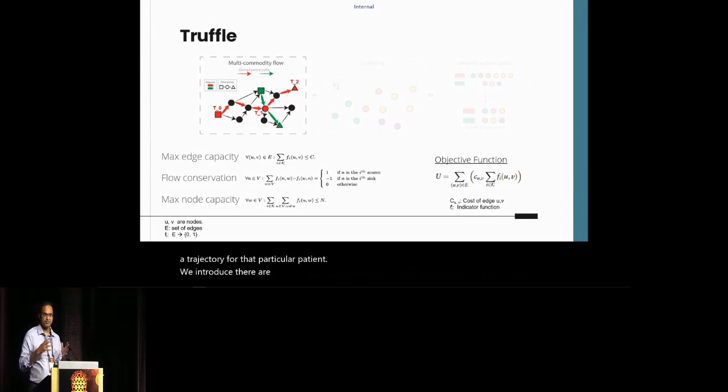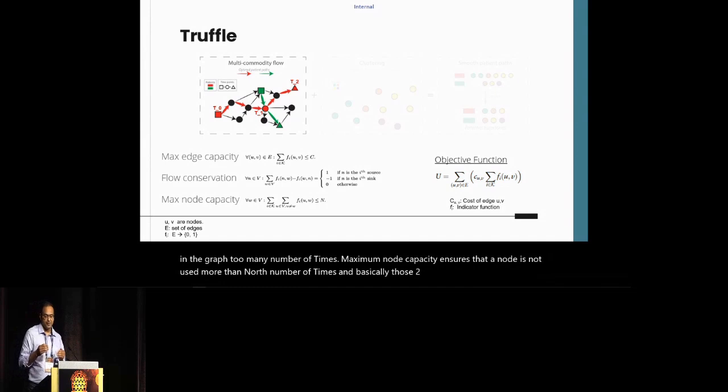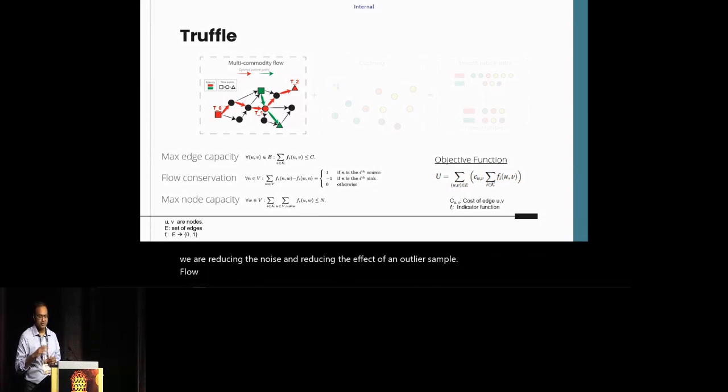There are 3 constraints in this graph problem. The first one is the maximum edge capacity, the maximum node capacity, and the flow conservation. Maximum edge capacity ensures that we are not using one edge in the graph too many times. Maximum node capacity ensures that a node is not used more than n number of times. With those 2 constraints, we make sure that we are reducing the noise and reducing the effect of an outlier sample. Flow conservation ensures that for a single patient, only one trajectory is constructed.